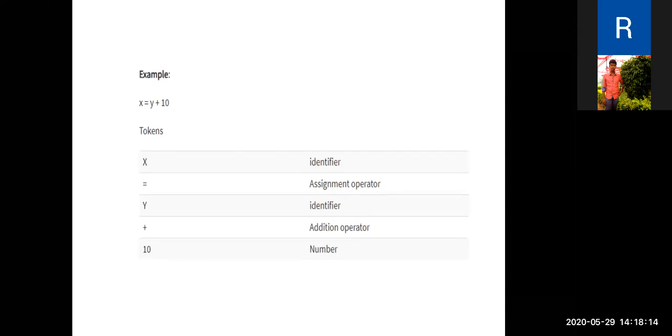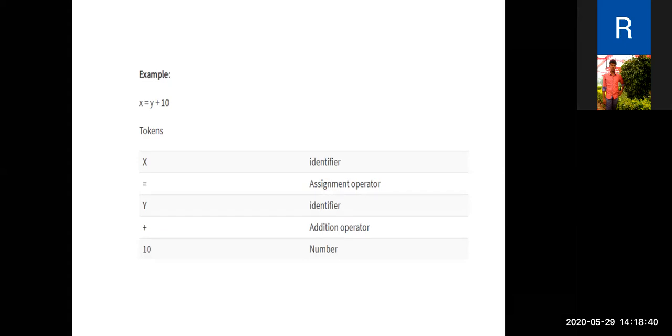If it is not following the grammatical rules of the programming language, then it will generate errors. Otherwise, it will produce a syntax tree or parse tree. For example, in the programming language, how should we write this line? x is equal to y plus 10. We have to write in the program as x is equal to y plus 10 semicolon. Clear? In that way only we have to write.